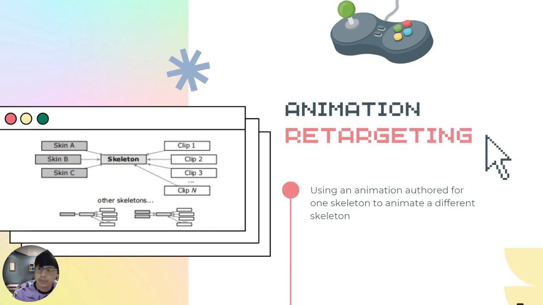And next is animation retargeting. You can apply multiple animations to one skeleton by animation retargeting. Animation retargeting means using an animation authored for one skeleton to animate a different skeleton. The diagram shows three skins, skin A, B and C, meaning three different meshes, but all of them have the same skeleton. For example, you have two different models, a girl and a guy, and they both have the same human skeleton. You just apply the clip to the skeleton and it will work. So you need only one animation and you can apply it to different models. That's what animation retargeting means.